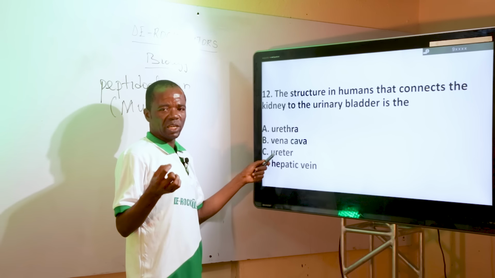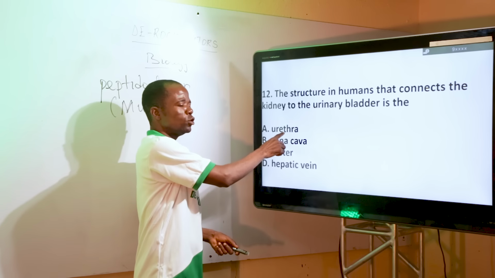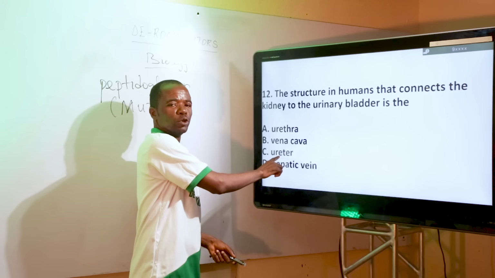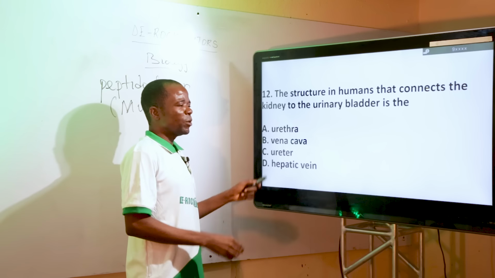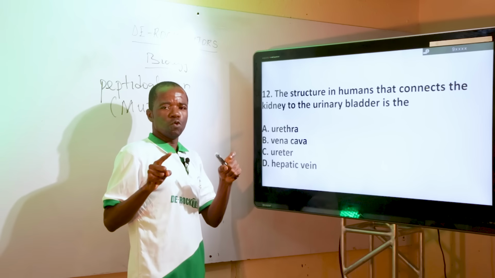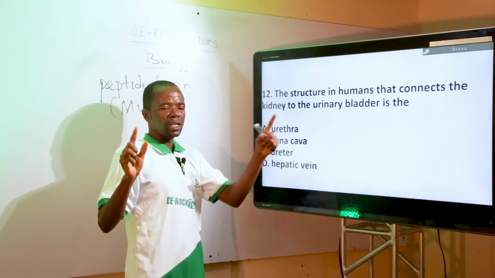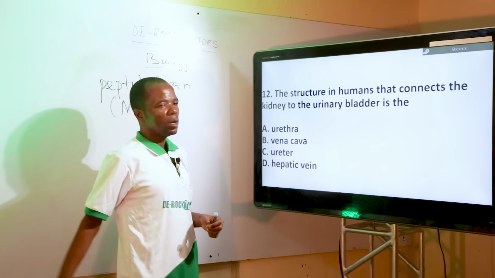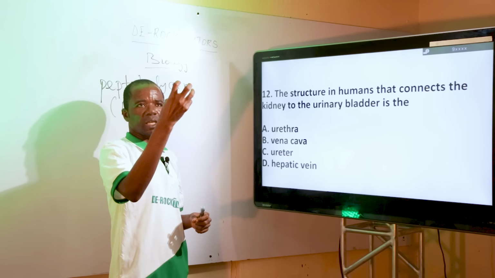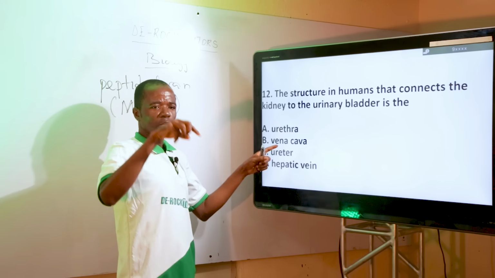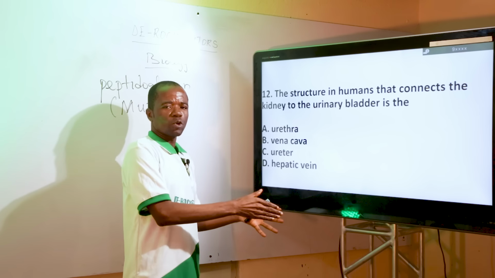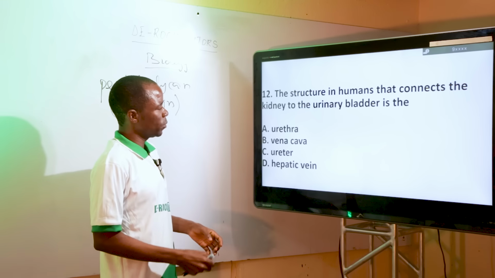Now, care should be taken here so as not to confuse urethra with ureter. Ureter is the correct answer here because ureters are those two cord-like structures that connect the two kidneys, the right and the left kidney, to the urinary bladder. The urine produced by the kidneys is carried by the ureters to the bladder where it is stored until it is passed out of the body.